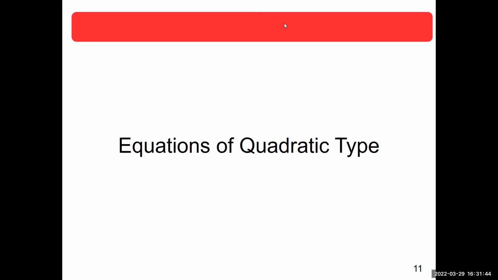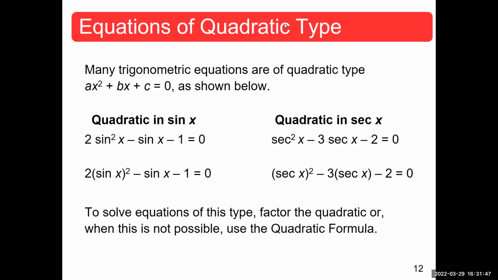Equation of quadratic type. Same thing, but this time, if I have an equation like this, 2 sine squared of x minus sine of x minus 1 equals 0. What is this quadratic equation? You can imagine this sine of x as one piece, like x or something. And this is A and B and C.